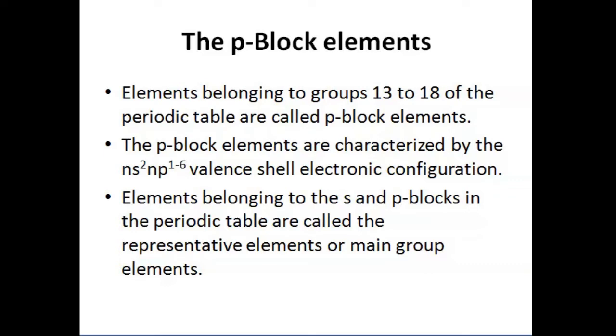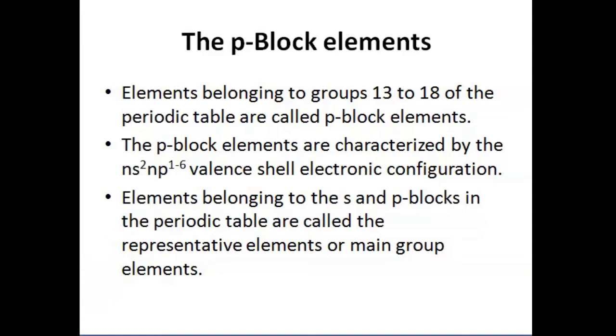The basic characterization of the P block elements is done by the valence shell electronic configuration, which is ns2 np1 to 6. Hence, the elements belonging to the S and P blocks in the periodic table are called representative elements or main group elements.